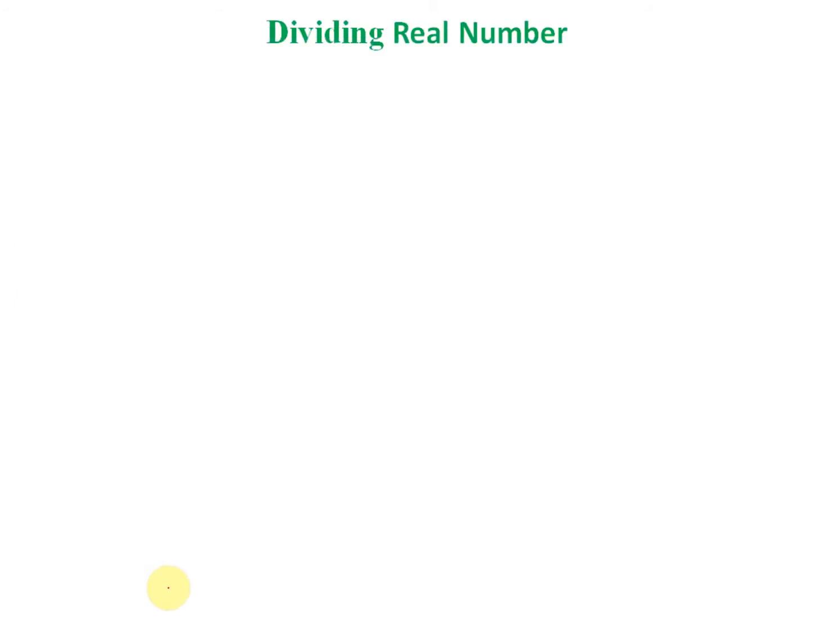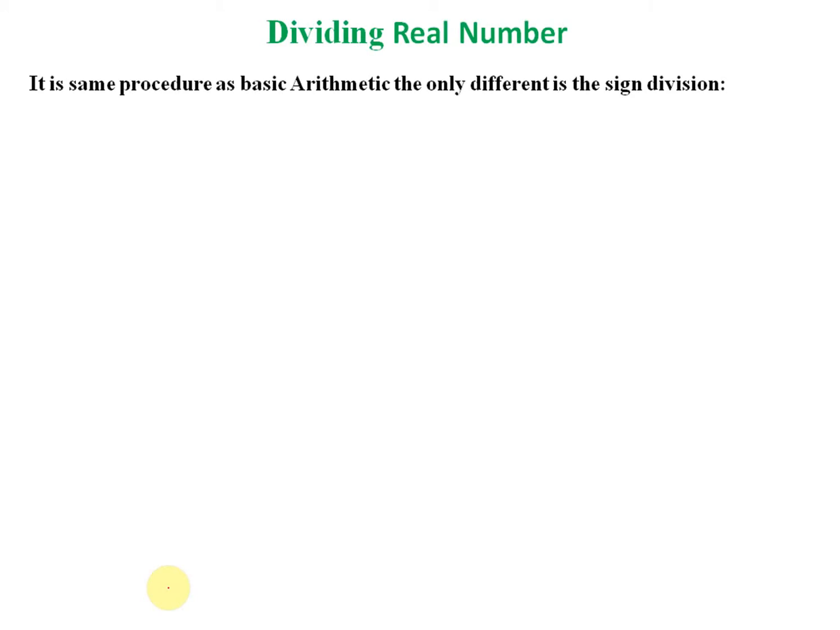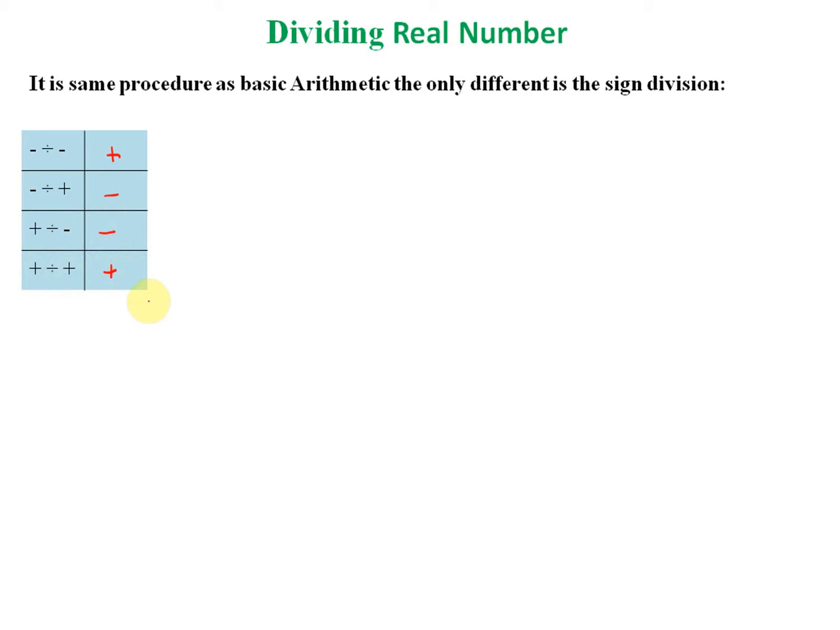Now dividing numbers is the same as in basic arithmetic. The only difference is the sign division. Let's have a look into this table. Negative dividing by negative would give me positive. Negative dividing by positive would give me a negative. And positive dividing by negative gives me negative, and positive dividing by positive gives me positive. Let's have a look at some examples.